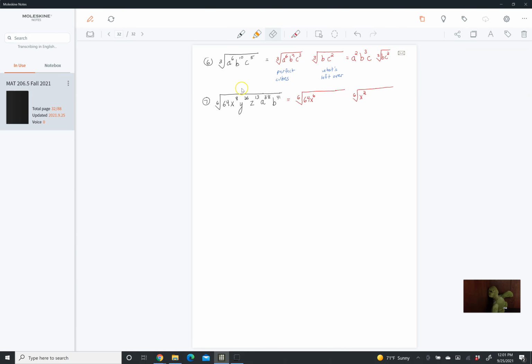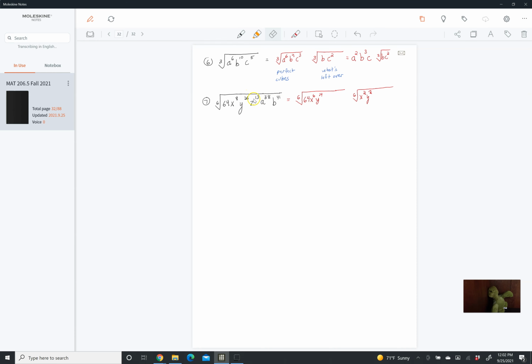Now let's do the same thing with the y. 26 is not divisible by 6. 25 is not divisible by 6, but 24 is. So what's left over? 2 of them. You're never going to have more than 5 left over, because if there's more than 5, then you're going to have a larger number under here. Sorry, I don't know why this 2 isn't really coming out.